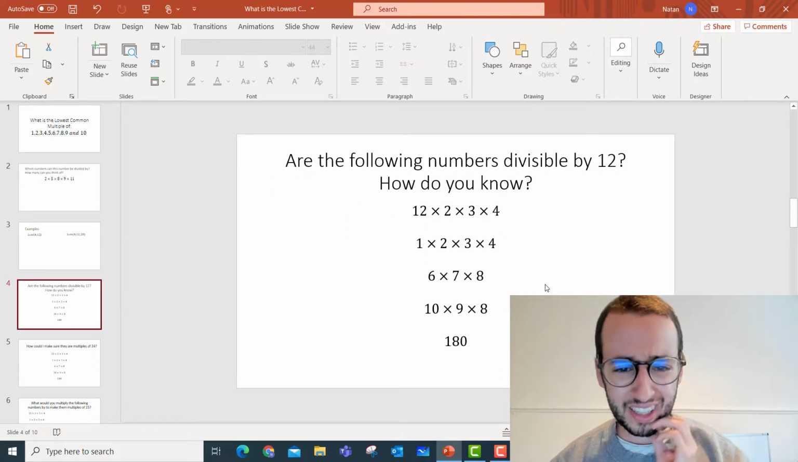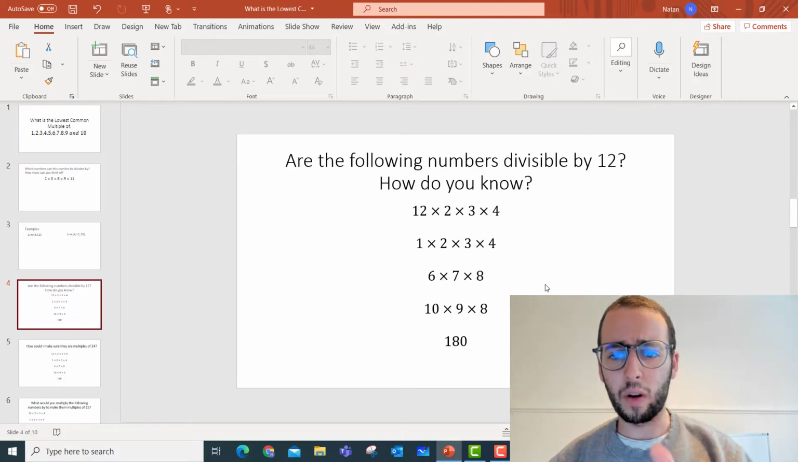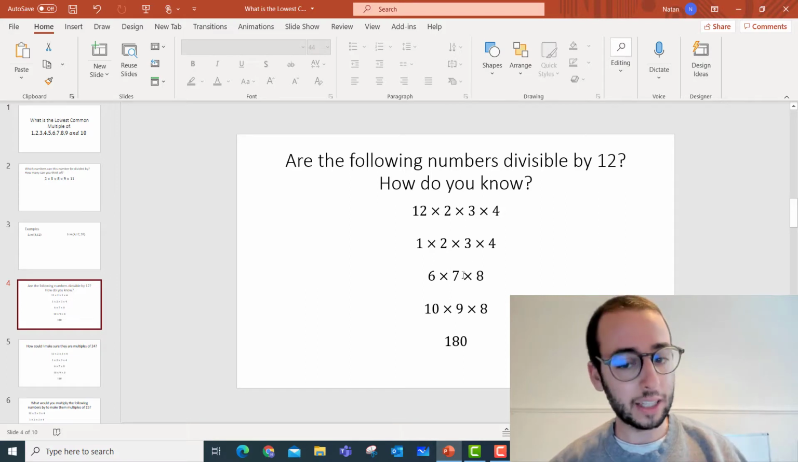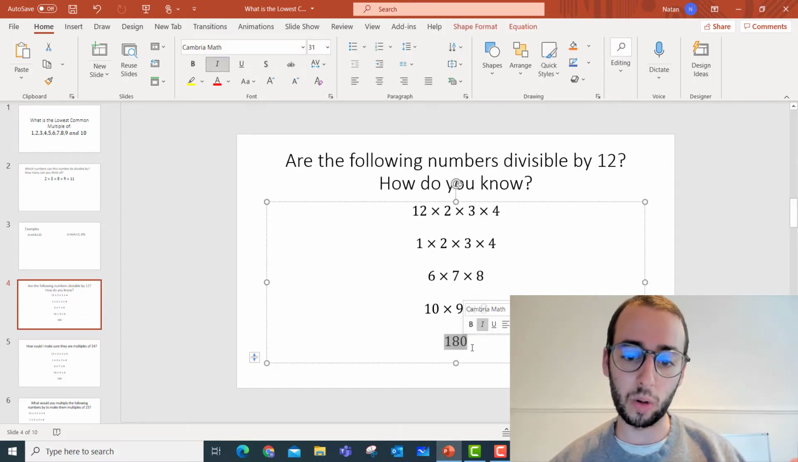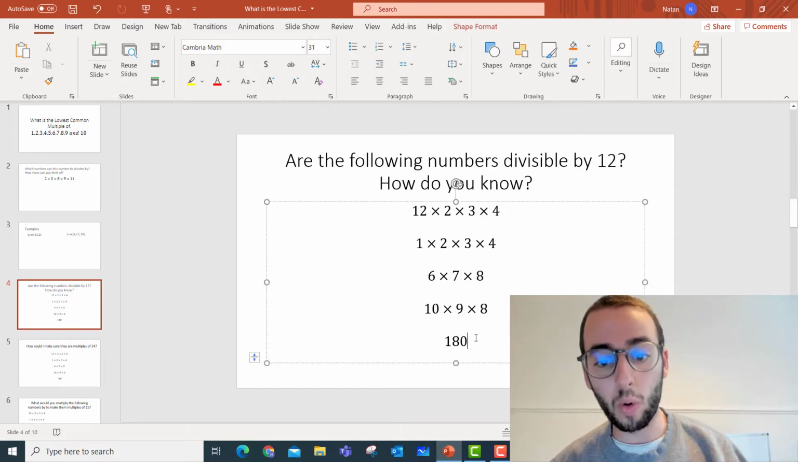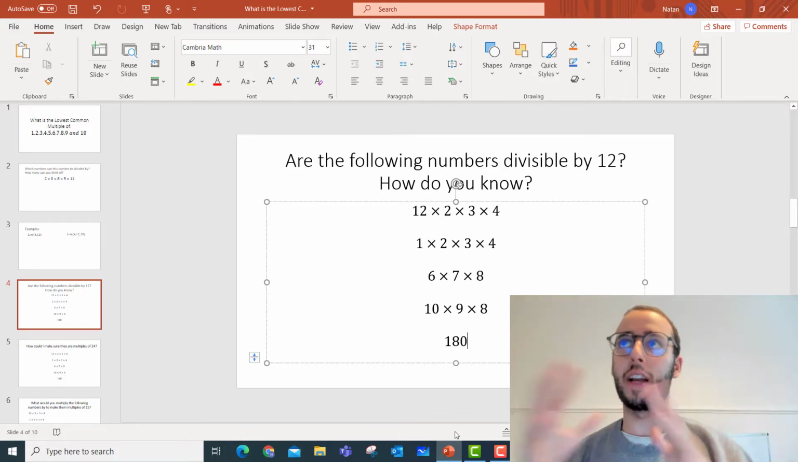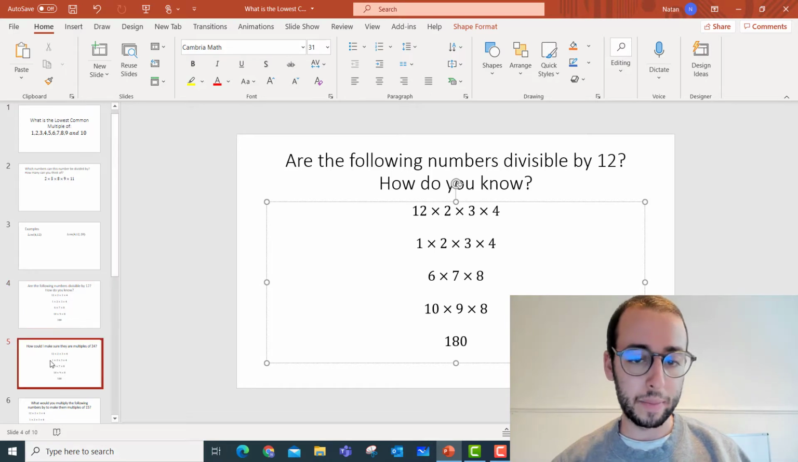I also added this, where we're thinking about, are the following numbers divisible by 12? And how would you know? So the first one is obvious, but this one is less obvious, and then less obvious, and less obvious. And this last one we can talk about, well, you could divide it by 12, or you could do prime factor decomposition to break it apart and see that you can get a 12, which is really nice.